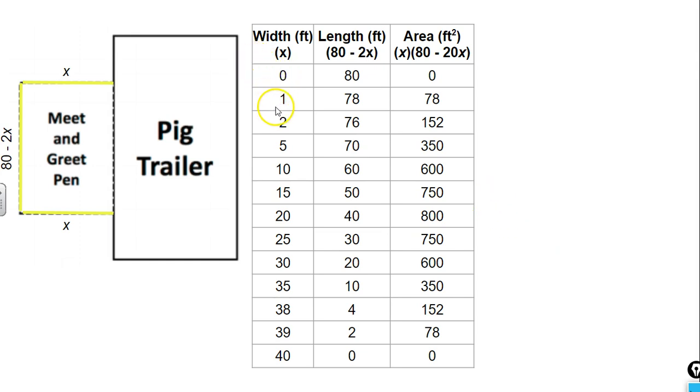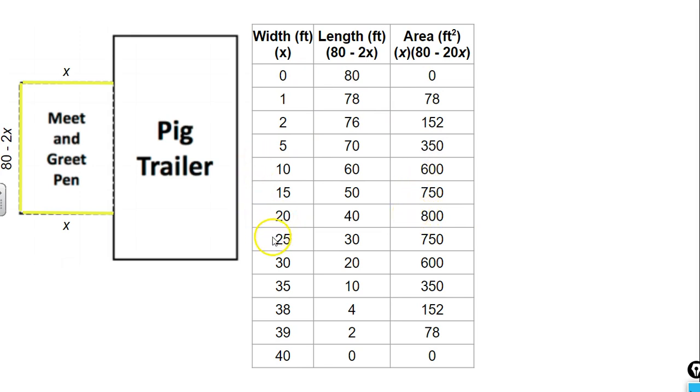As we're increasing our width, you can see as we get up here to 20, a width of 20, that would be 20 here, 20 here, and 40 here. And so that would use up all of our 80 feet of fencing, which would give us the largest possible area of 800 feet. So you can see that as we're increasing our width, our area is increasing.